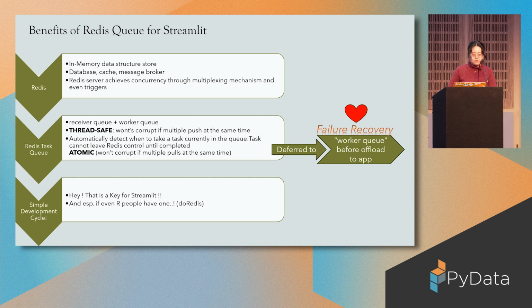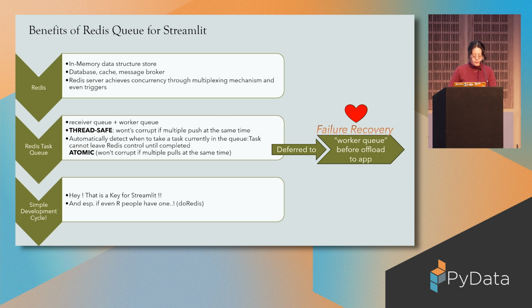The worker queue can also automatically detect when to take a task currently in the queue, just by setting up a listener to the queue, and the task will not leave the Redis queue until it's completed. It also has the feature of being atomic, in the sense that it won't be corrupted if multiple workers are pushing to the queue at the same time.